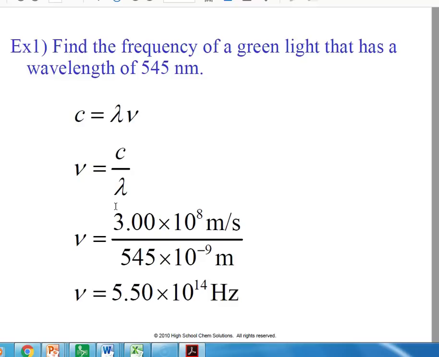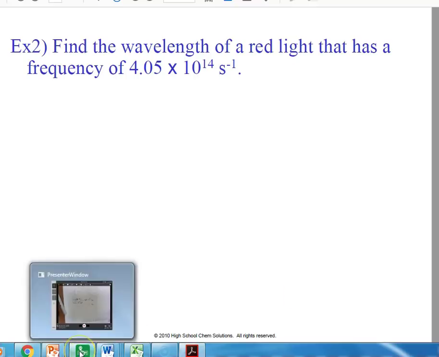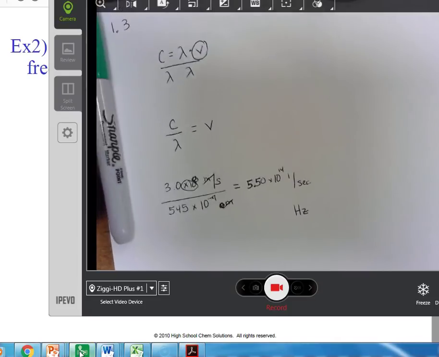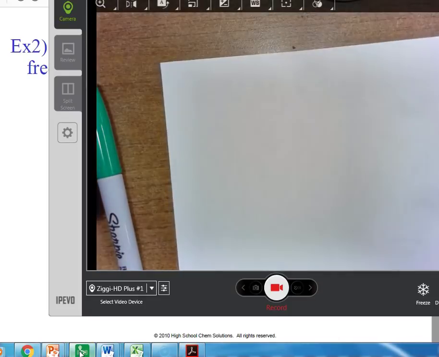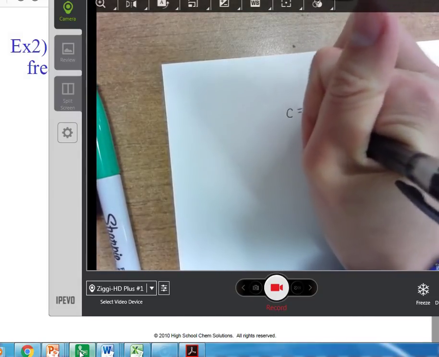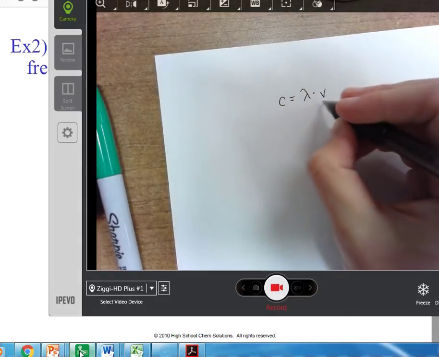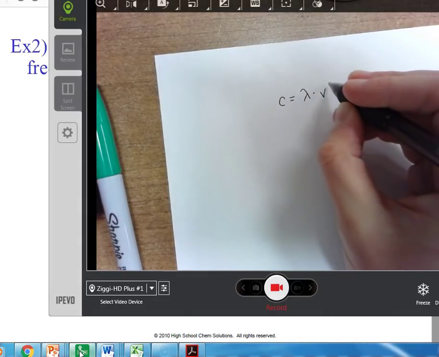If you want to pause and write that down, it's a little bit neater than mine, but same thing. In the next example, they want us to find the wavelength for red light, and this time they give us the frequency. So we'll flip back over here to solve. I'm going to go to the back side of my paper. We know our equation is speed of light equals wavelength times frequency. And this time they give me the frequency and they want me to find the wavelength.